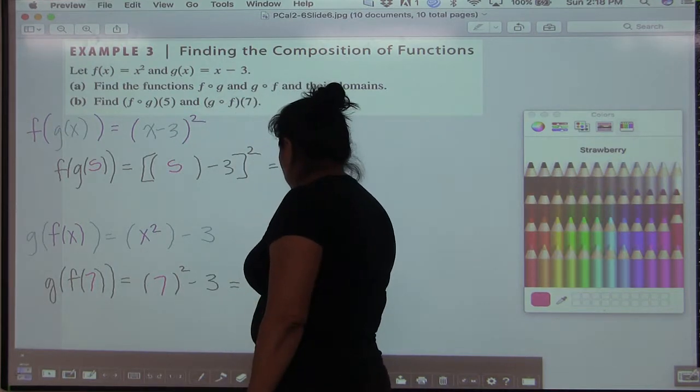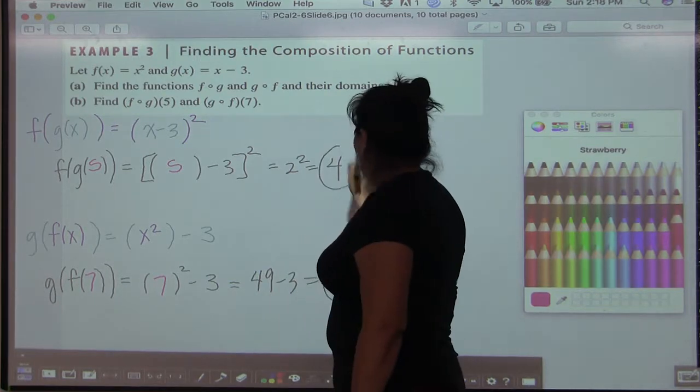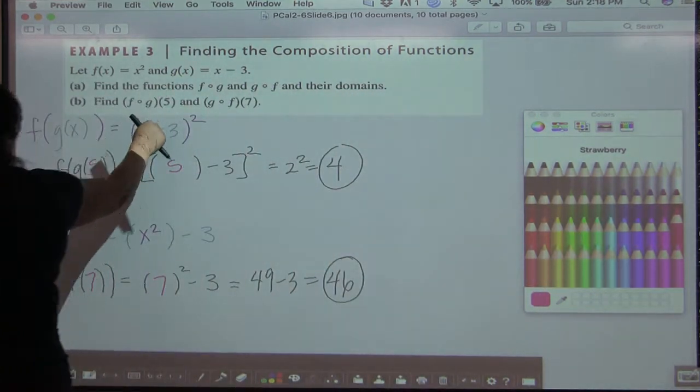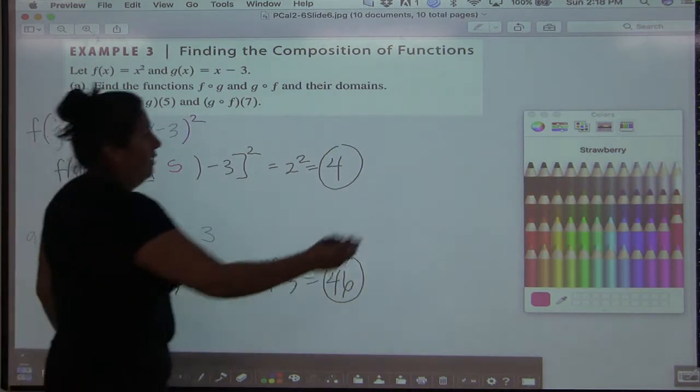And then we get 7 squared is 49, minus 3 is 46. So we have 46 for the second part of part B. And that's it, folks.